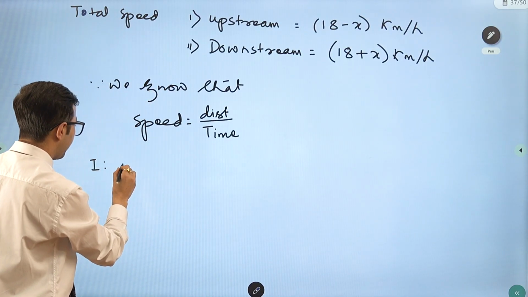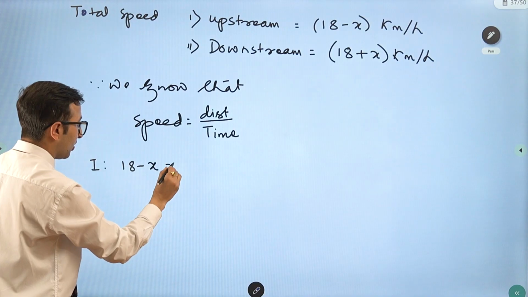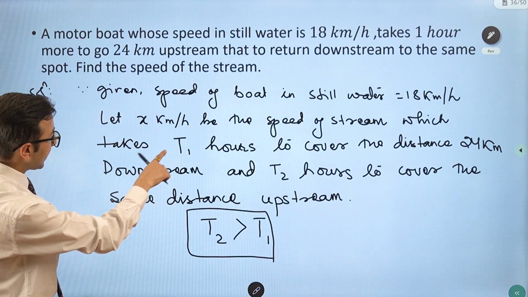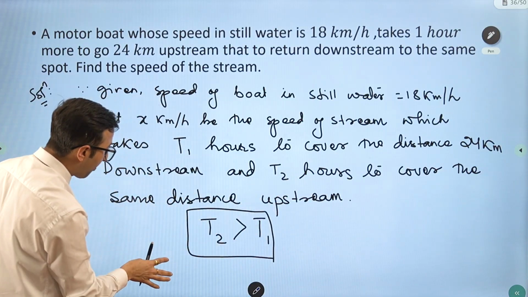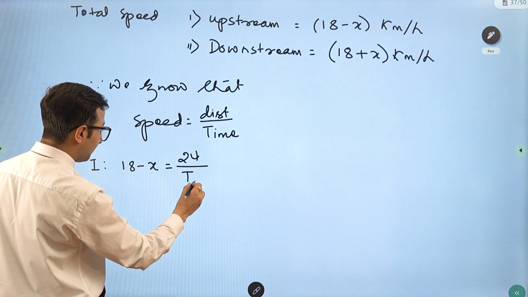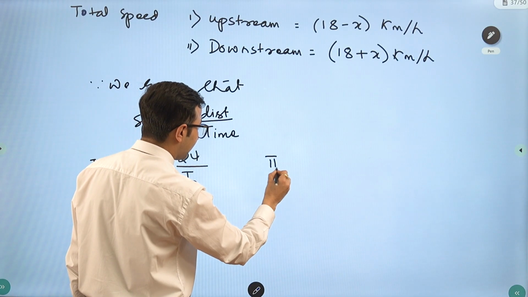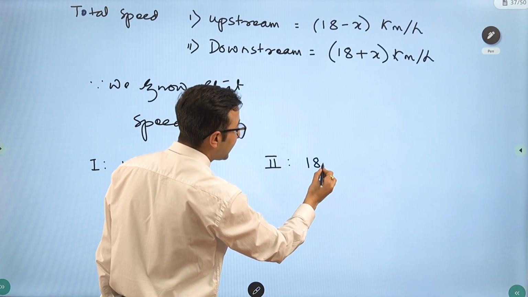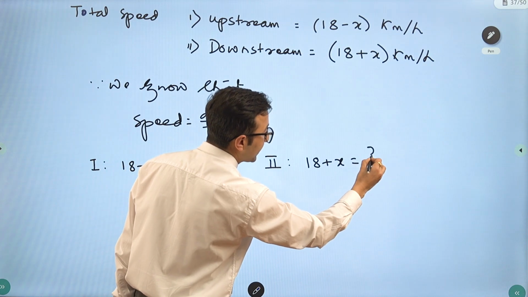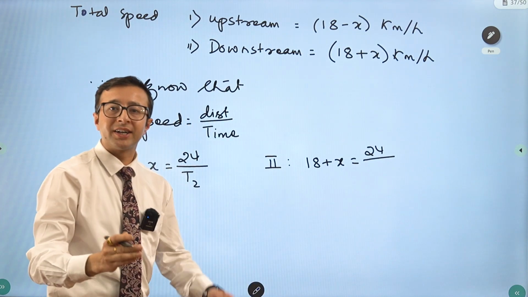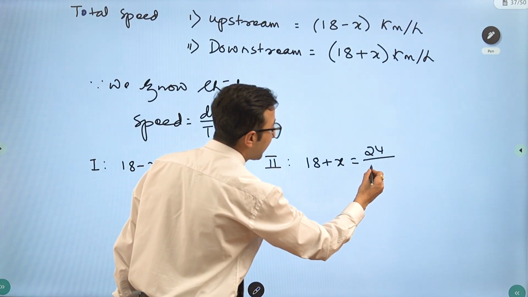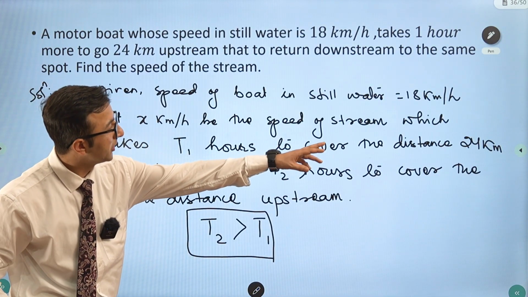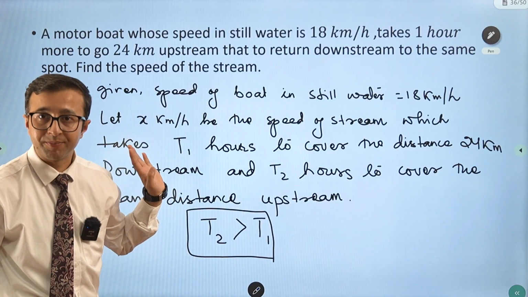For upstream, speed is 18 minus x. Total distance is 24 kilometers. And for upstream, T2 is the time to go upstream. In the second case, for downstream, speed is 18 plus x. Total distance is the same, 24 kilometers, because it returned to the same spot, and time is T1 that we already have assumed. Check it out here. T1 hours to cover the distance of 24 kilometers downstream.